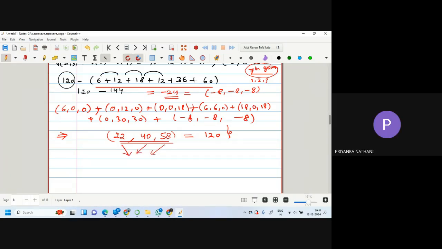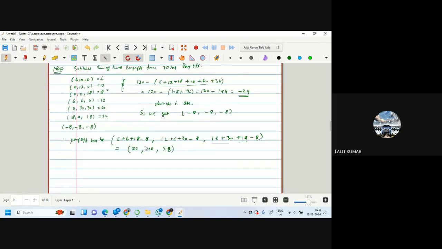These are allocations, and these are known as Shapley values. Anant, is it clear? Yeah, it's clear.